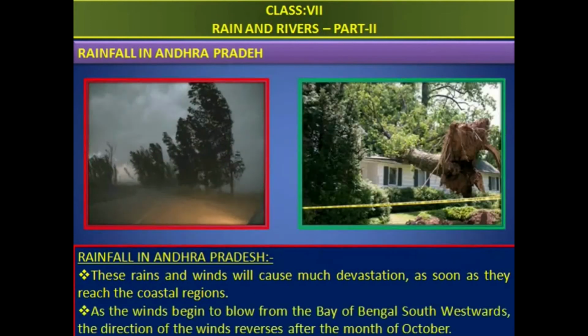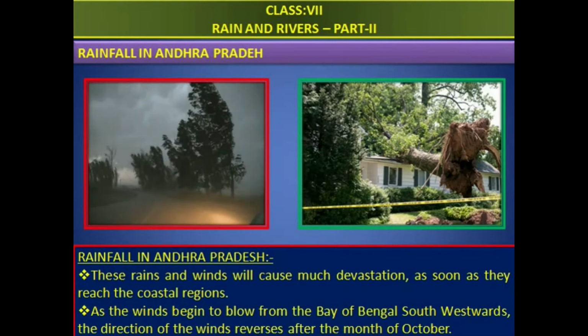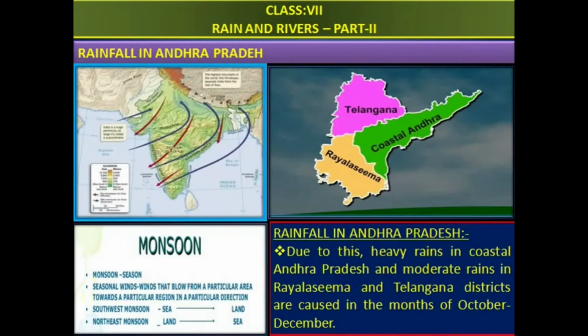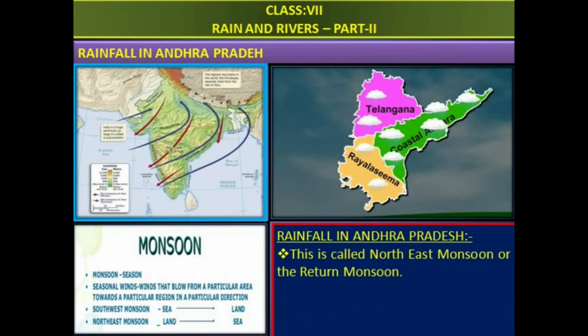As the winds begin to blow from the Bay of Bengal southwestwards, the direction of the winds reverses after the month of October. Due to this, heavy rains in coastal Andhra Pradesh and moderate rains in Rayalaseema and Telangana districts are caused in the months of October to December. This is called the northeast monsoon or the return monsoon.